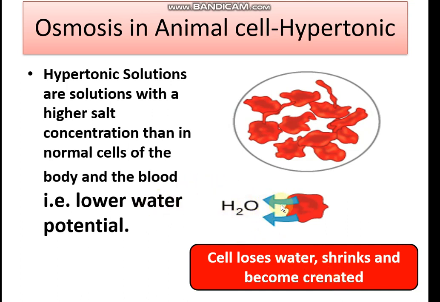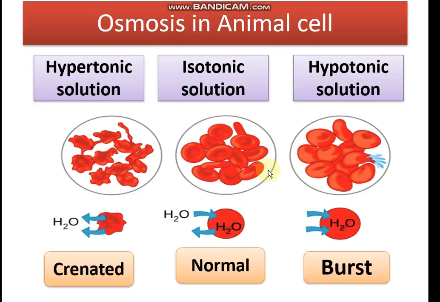As you can see, there is lower water potential outside and higher water potential inside the cell. So water will move outside, and when water leaves, the cell will become crenated. Now this is a quick recap. In hypertonic conditions, the cell will be crenated by water leaving the cell. In isotonic conditions, the cell will be in a normal state due to the equilibrium of the water, which moves into the cell and out of the cell. While in hypotonic conditions, the cell will burst as there is no cell wall to protect the animal cell.